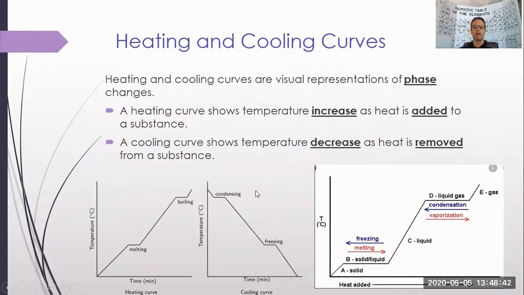So we can take all of that and we can show it on a heating or cooling curve. Basically, a heating and cooling curve are the same thing. It's just that one is showing heat added, one is showing heat being taken away. And the difference in the graph is going to be completely flipped or opposite.